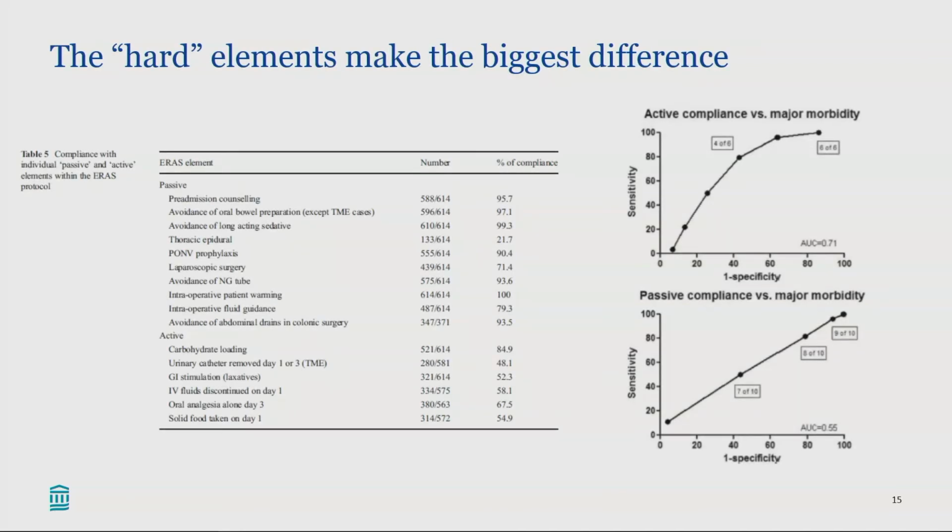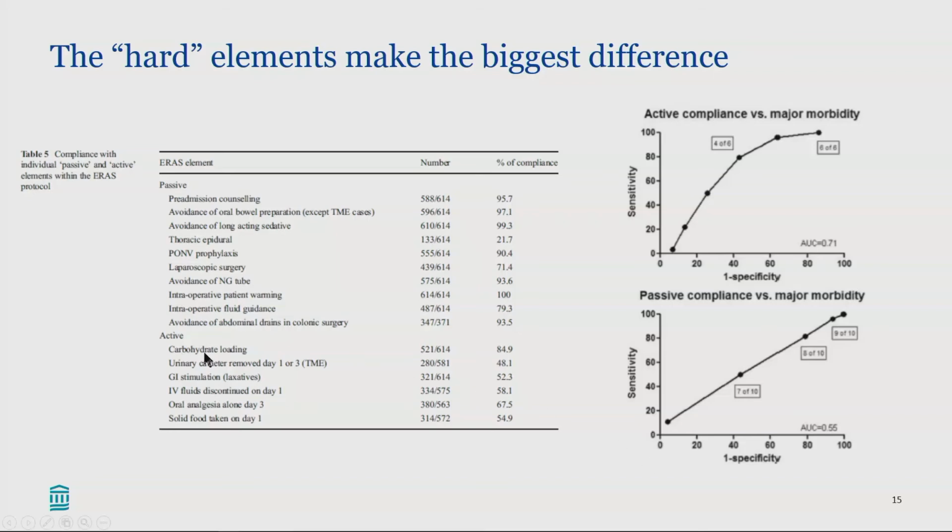What they found was, if you looked at the area under the curve, which is how they measure this, for active compliance versus major morbidity, it was the active elements that actually made the bigger difference. The passive elements, that's pretty much a straight line. That's a flip of a coin. You talk about an area under the curve, but it was really the active elements.